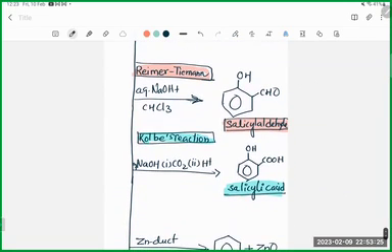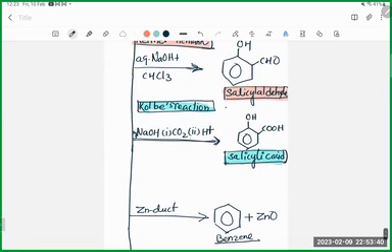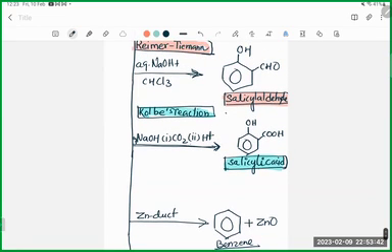The second named reaction is the Kolbe reaction. For the Kolbe reaction, the reagent needed is aqueous sodium hydroxide, right? And carbon dioxide, carboxylation basically, followed by acid hydrolysis. H plus means acid hydrolysis. So we get the product salicylic acid, right?